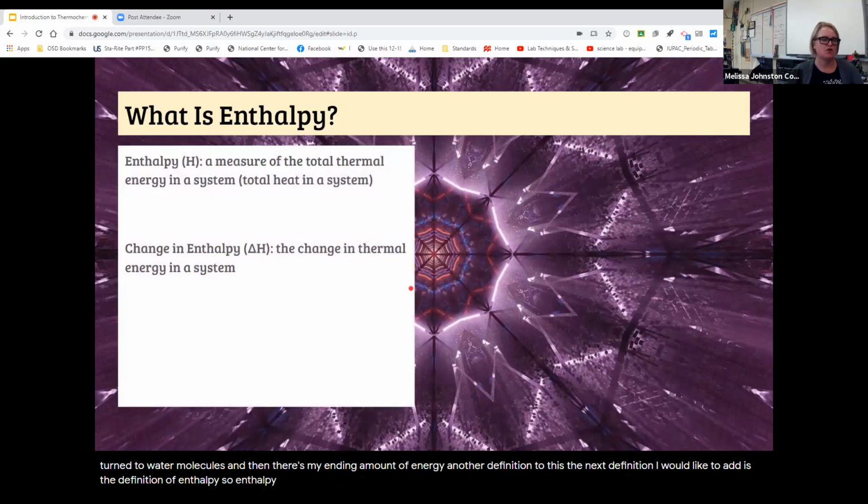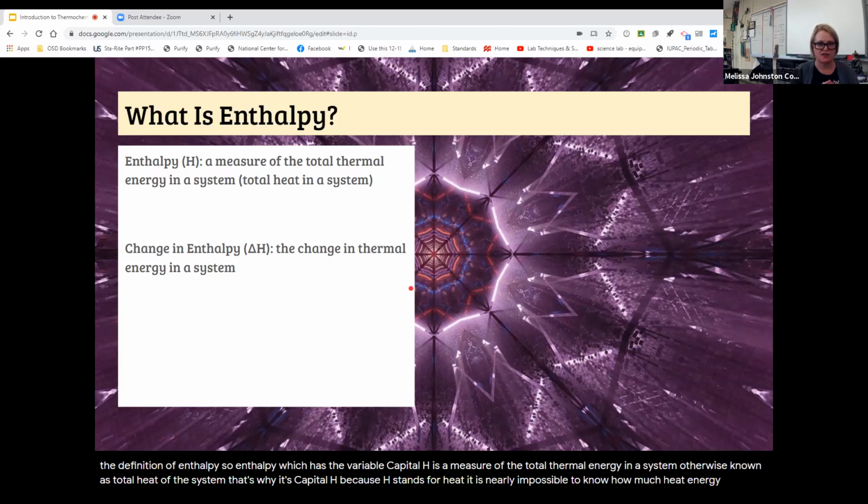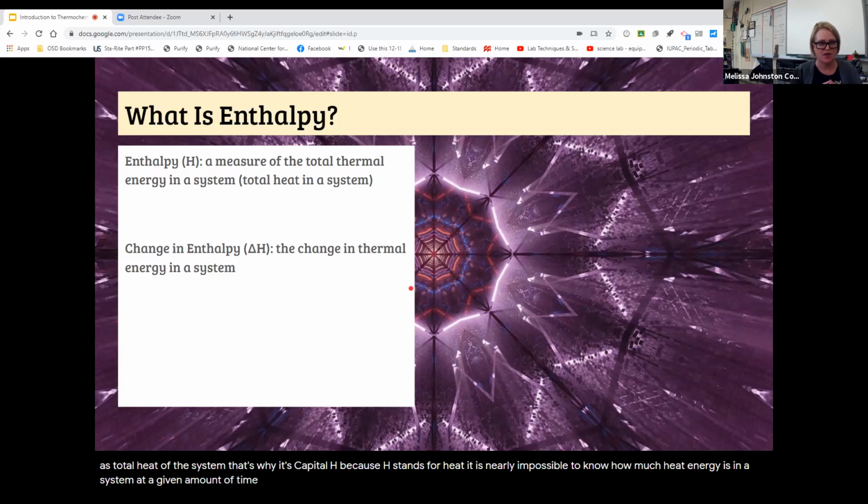So enthalpy, which has the variable capital H, is a measure of the total thermal energy in a system, otherwise known as total heat of the system. That's why it's capital H, because H stands for heat. It is nearly impossible to know how much heat energy is in a system at a given amount of time, but it is very simple to know how much heat measurements have changed. So a lot of times we don't just talk about H for enthalpy, but we talk about change in H, or the change in thermal energy of a system.